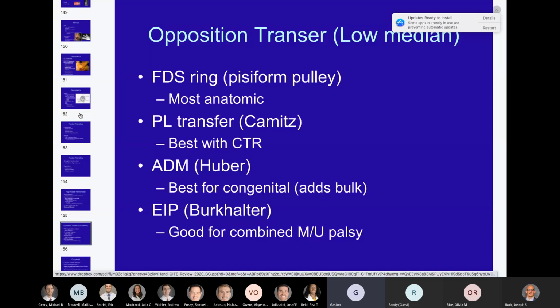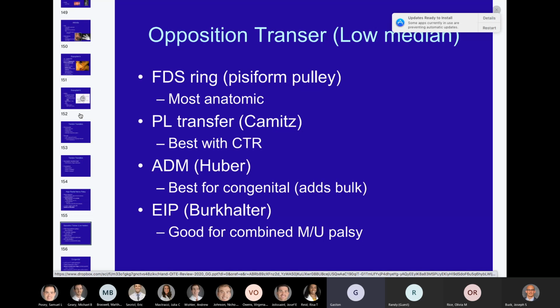Opposition transfers. These do get asked because there's some classics. The most anatomic is an FDS ring using the pisiform as your pulley. So that's been asked. The pisiform is your pulley. If they give you a patient with severe carpal tunnel syndrome and complete thenar atrophy, the answer to look for is what's called a Camitz transfer, which is just moving palmaris over to the APB, and that's because you're already doing carpal tunnel release and you're right on top of palmaris.